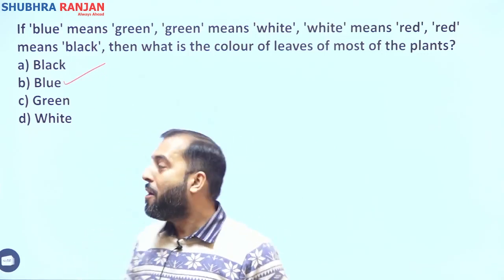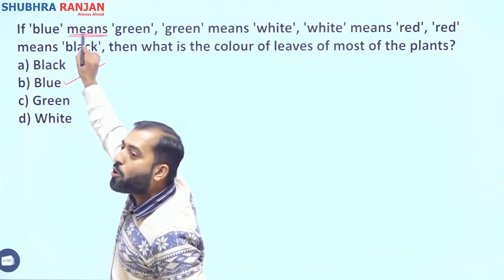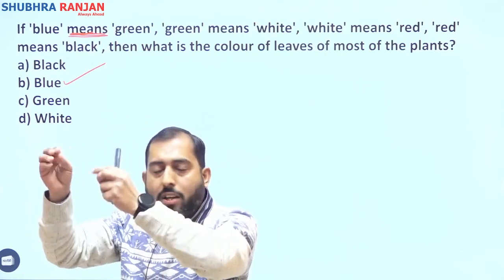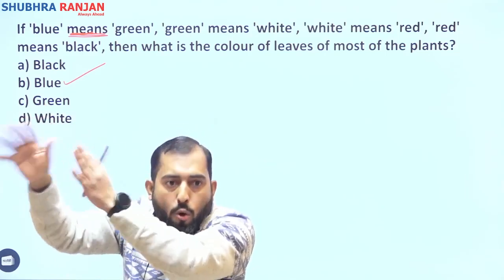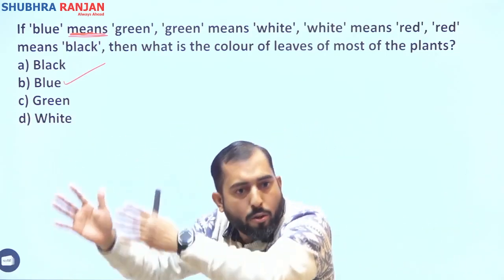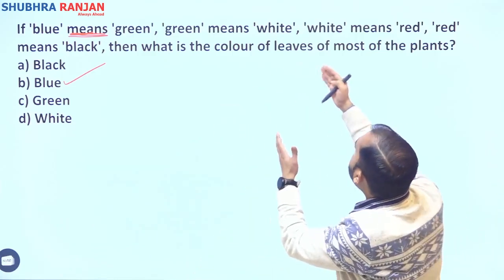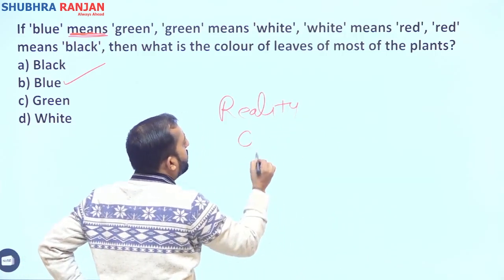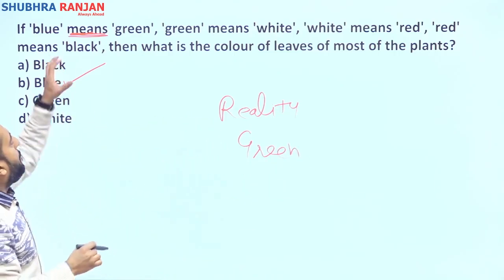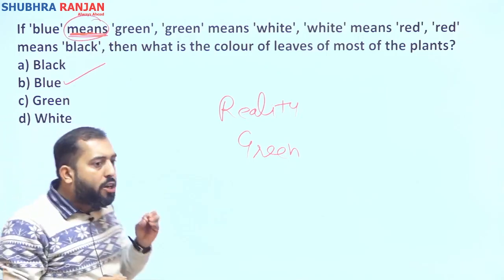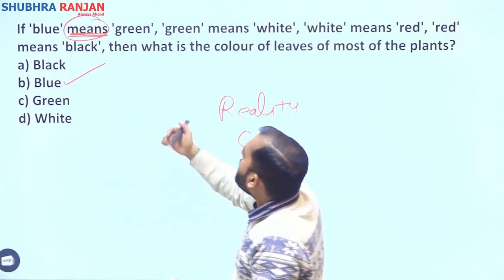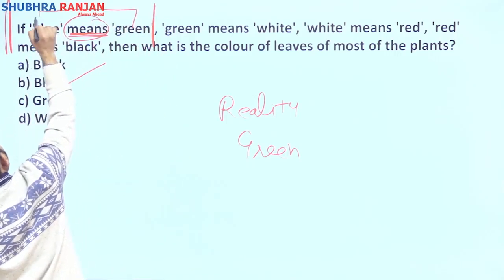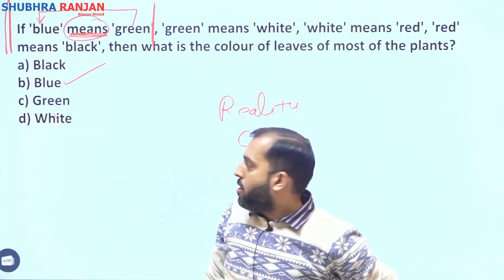right? Why? Because the phrase means is used over here, and in case of means, we know the known quantity and we go from the known to unknown. Now in this case, what is the color of the leaves of most of the plants? Reality over here is green. Since the phrase means is present, what will we do? We will go one step backward from green. So one step backward from green is possible in this case. If you go one step backward, your answer is blue. So the answer over here is blue.